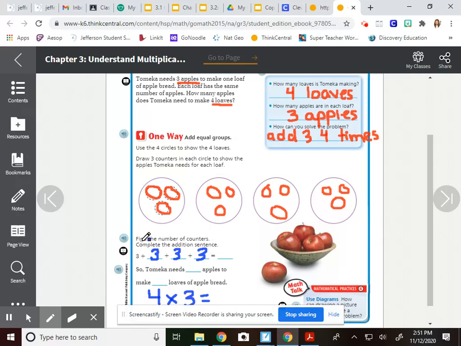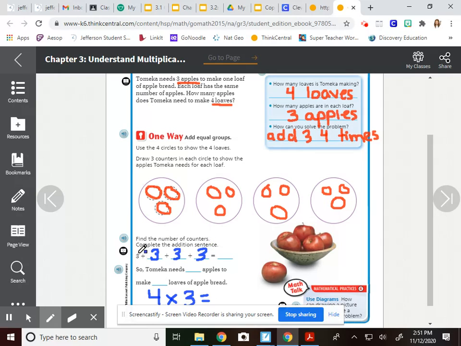Okay, so now we need to do our addition sentence to find the answer to our problem. I'm sorry, I've made a mistake. My apologies. 3 plus 3 is 6. Plus 3 is 9. Plus 3 is 12. I got ahead of myself there.